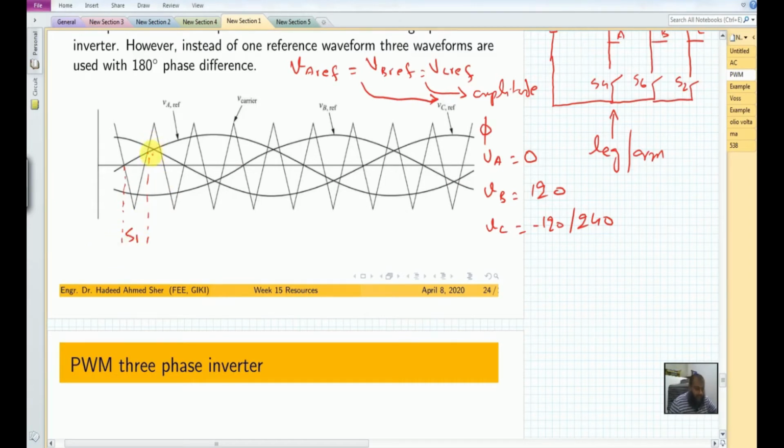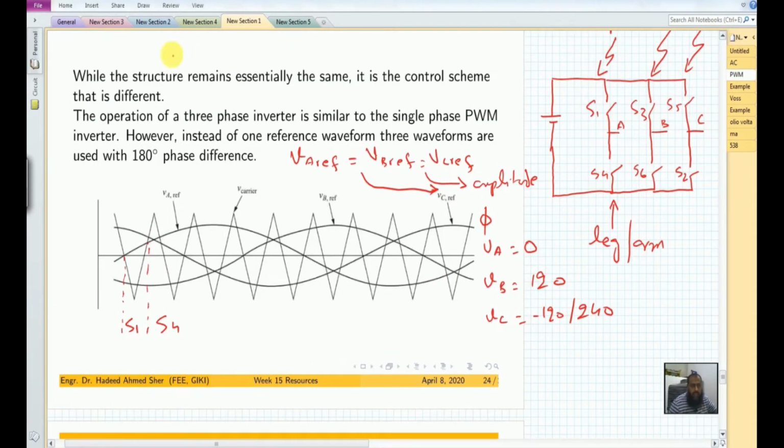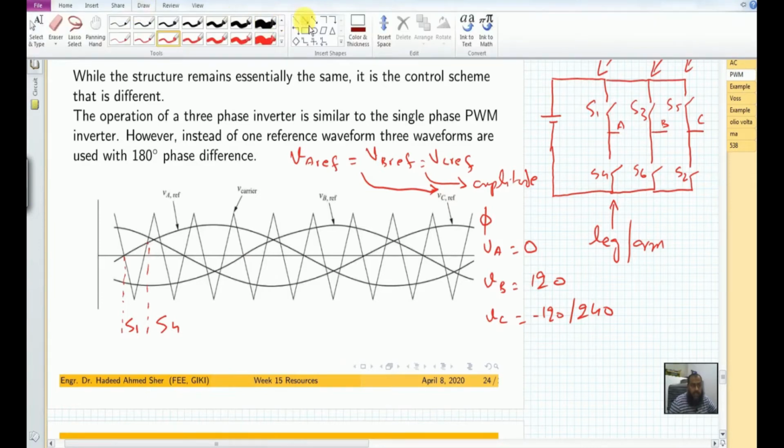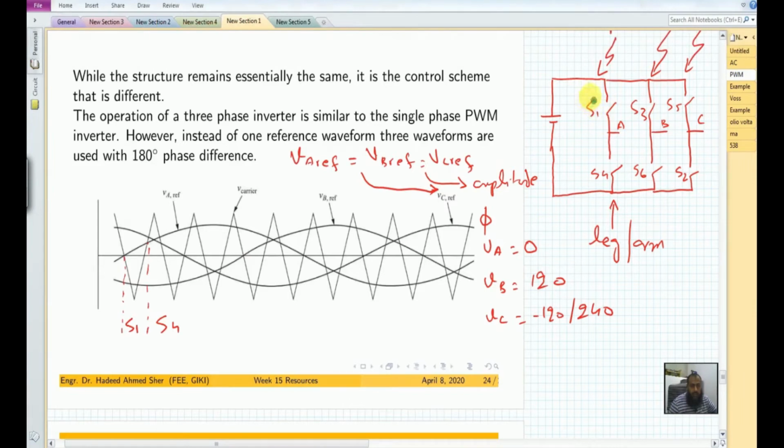Similarly, if the triangular waveform is greater than VA reference, then we should turn on the switch S4. Also, you should note here that, like all the inverter schemes that we have studied so far, we cannot turn on switches S1 and S4 simultaneously.